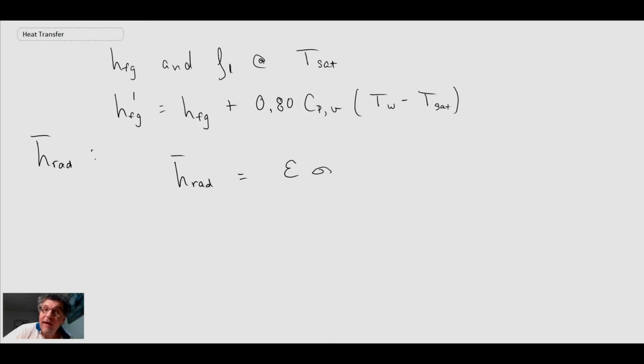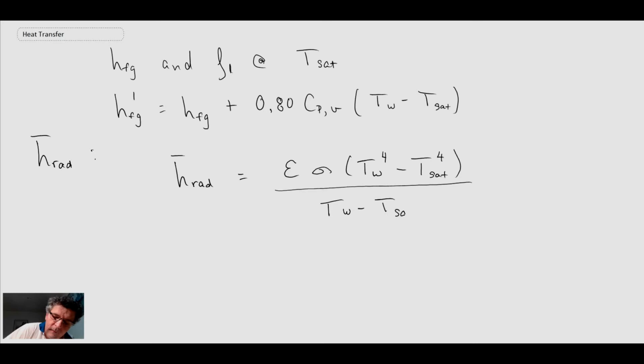That is the Stefan-Boltzmann constant. It is not the surface tension. Don't get that mixed up. Epsilon is the emissivity. And remember, when we're dealing with radiative heat transfer, these temperatures need to be in Kelvin. So that is how you determine HRAD.